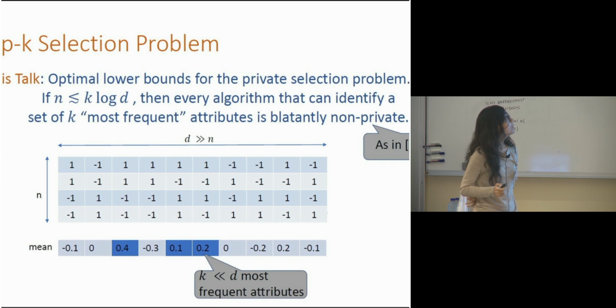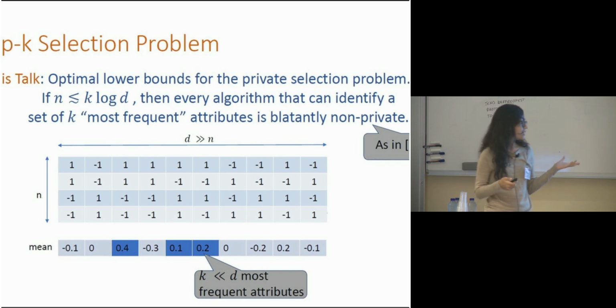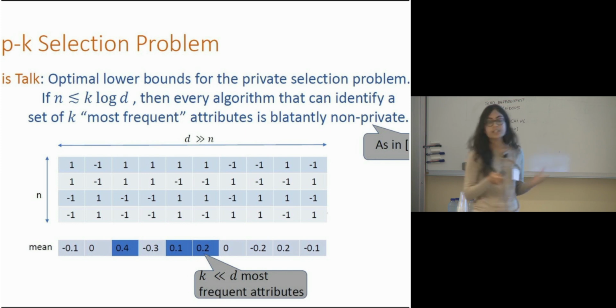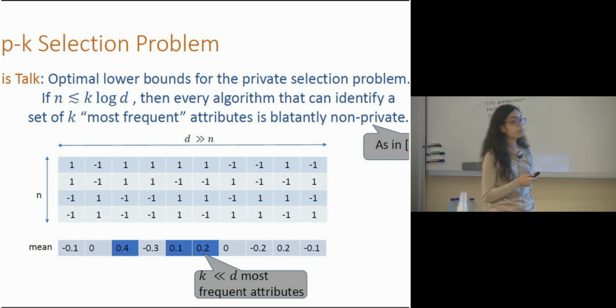Our paper gives optimal lower bounds for this private selection problem. In particular, we show that when the number of samples is smaller than k log D, every algorithm which releases just the coordinates of these k most important attributes is blatantly non-private. This was a notion introduced in the seminal work of Dinur and Nissim on reconstruction attacks.